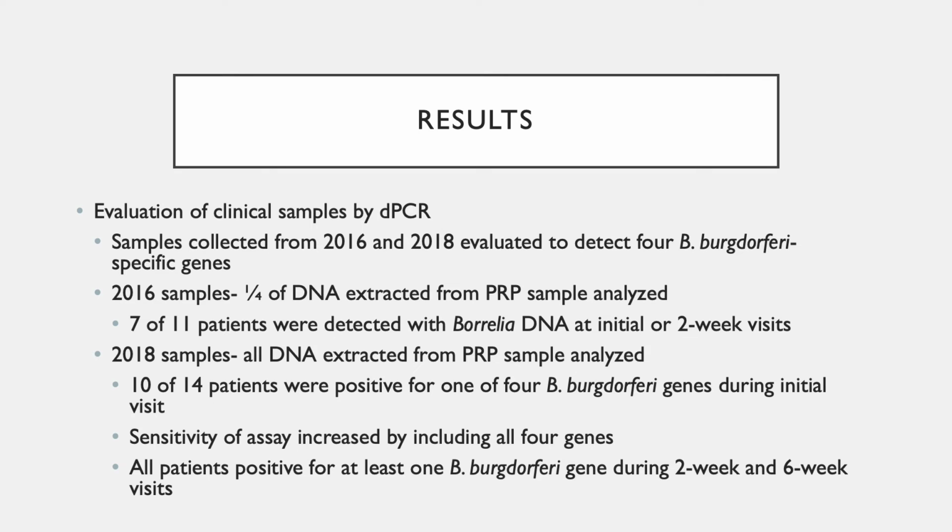And when you compare it to the 2-tiered testing, the 2018 samples, only 2 of the 14 patients had been confirmed by Western blot during that initial visit. And when you take 2016 and 2018 patients together, the data sensitivity of digital PCR significantly increased in comparison to classical testing. Classical testing, that 2-tier testing, had a 24.35% positivity rate, and digital PCR had a positivity rate of 58.54% during the initial visit alone.